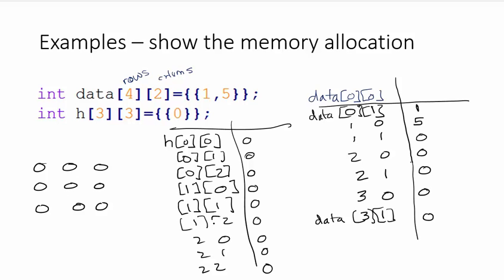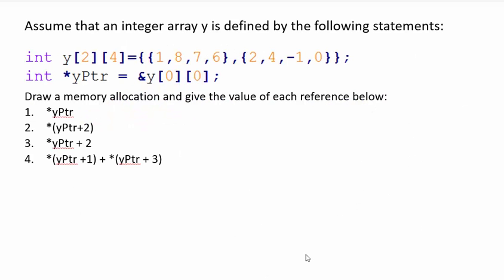So that's how these two arrays would be stored in memory, and that's what their memory allocation looks like. So now let's throw in pointers. Now assume that I have an integer array, y, defined by the following statements, and then I have a pointer to y.